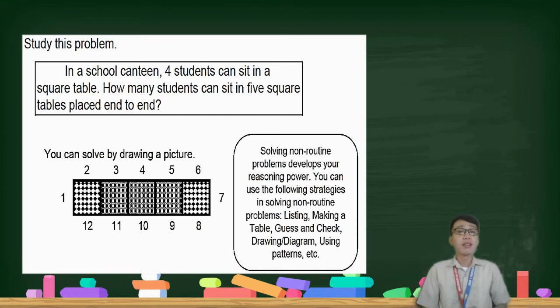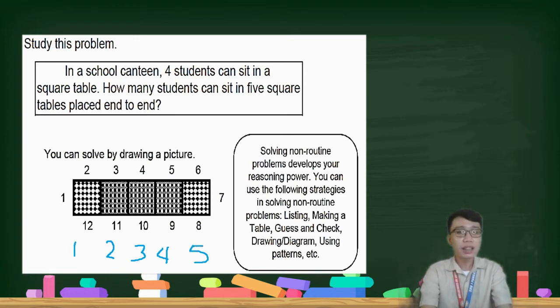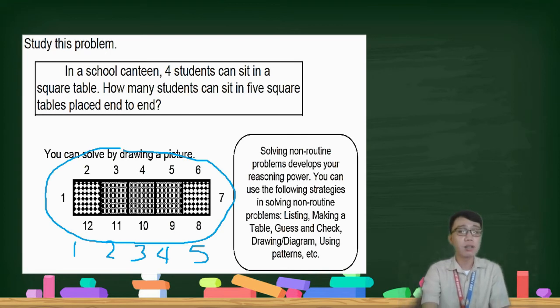Sa school daw, ang bawat 4 na estudyante ay nakaupo sa isang table. Meron daw tayong 5 table. Okay, ito ay table 1, table 2, table 3, table 4, and table 5. Yan ang ating 5 table. Kapag gantong arrangement ang makikita natin, okay, ang makakaupo lamang ay ilan? 12 lamang ang makakaupo sa ating table kapag ganyan ang kanyang arrangement.